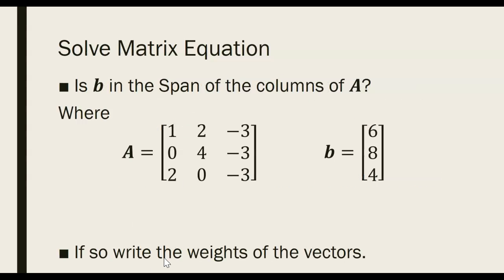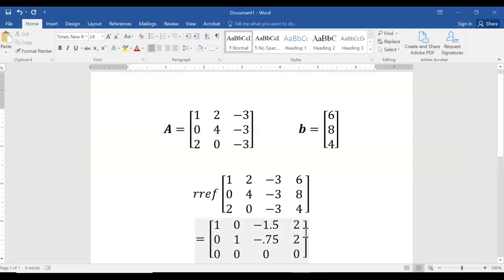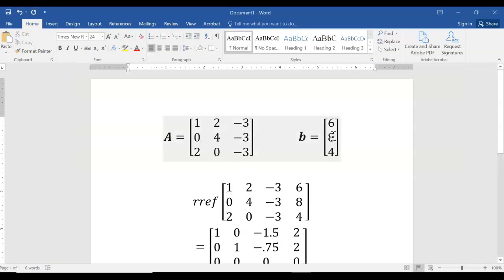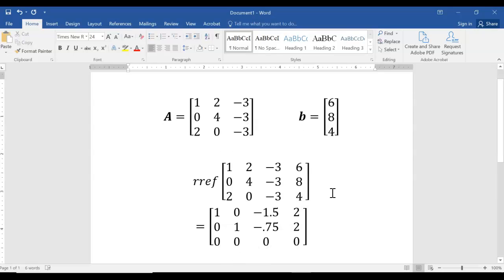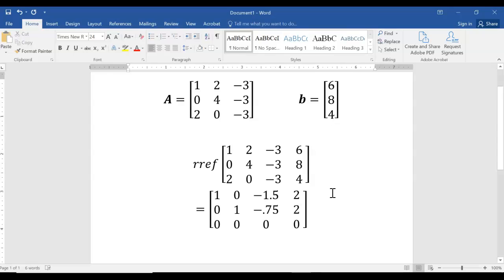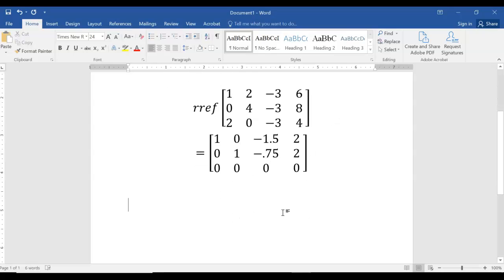So the concept is the exact same. We start out with A and B. Now our B is changed to 6, 8, 4. We create the augmented matrix that has the first 3 columns as our matrix A and the 4th column as our vector B. Now, when you row reduce that, you end up with 1, 0, -1.5, 2; 0, 1, -0.75, 2; and then a row of zeros. Now, this is the infinitely many solutions case.